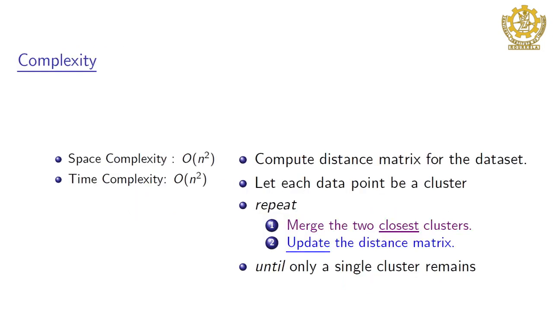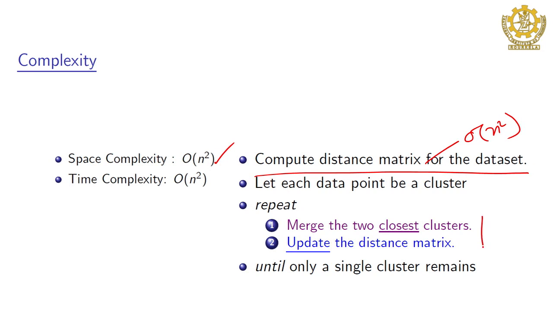Now, we will talk about the complexity. What will be the complexity for the agglomerative approach? What is the first step? Compute the distance metric for the data set, from each point to every other point. So, the time complexity will be order of n square. For space complexity, it will also be order of n square, because you have to keep it in the matrix.